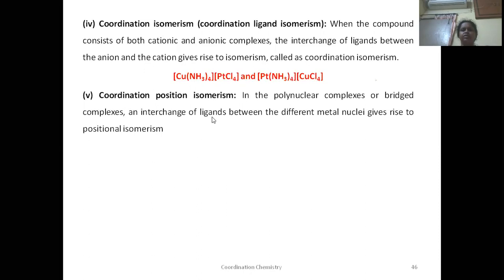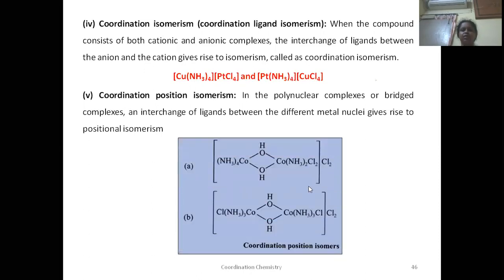And another type is coordination position isomerism. This is mostly seen in bridged complexes, or we can also see it in polynuclear complexes. Let us take one example of bridged complexes to discuss. Here also it is the interchange of ligands between the metal nuclei. If you see this, here one cobalt is linked with only ammonia molecules, whereas another cobalt is linked to ammonia and chloride. The number of molecules is the same, but the arrangement of these ligands is different.